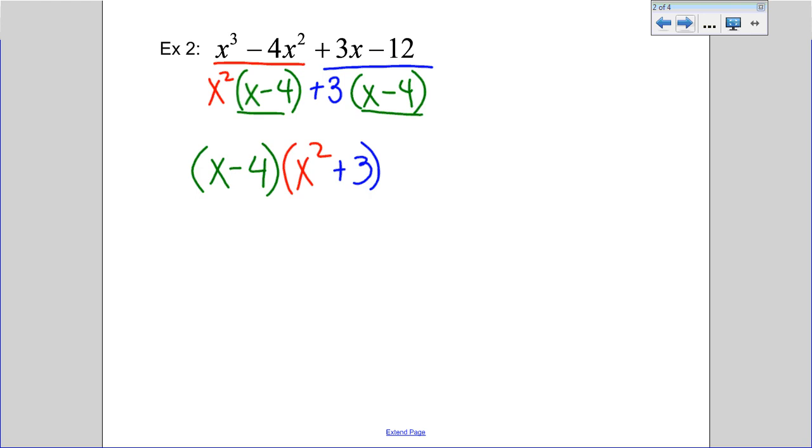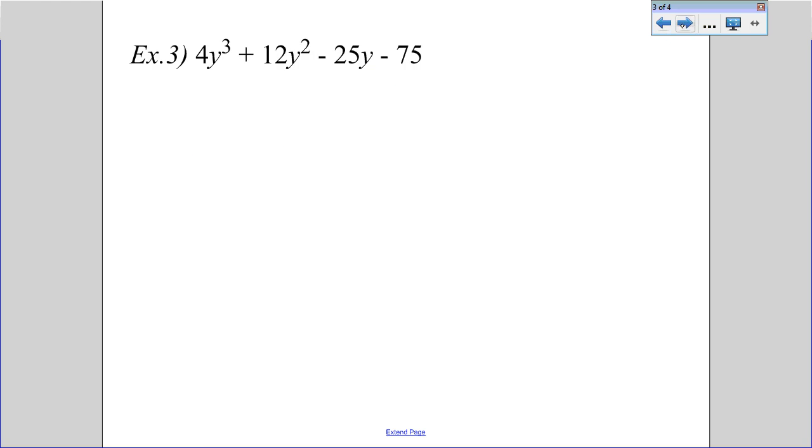All right? We're going to take a look at our third example here and show you what it looks like when it does continue factoring. All right, so let's take a look here. We have 4y to the third plus 12y squared minus 25y minus 75. So once again, your first set of terms, your second set of terms.